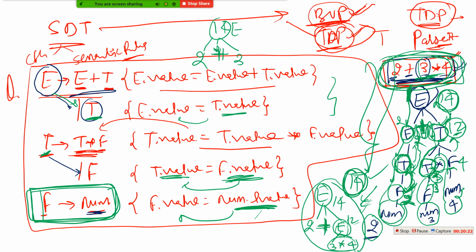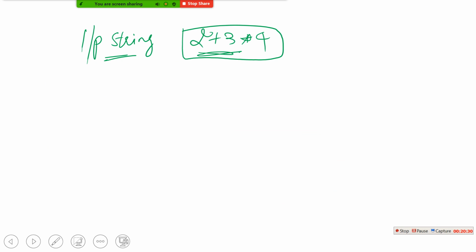We need to apply our concepts, our aptitude, in order to create a semantic tree so that it can generate the string 2 plus 3 into 4. We always need to start from E, the initial symbol, that is the starting symbol, E here.